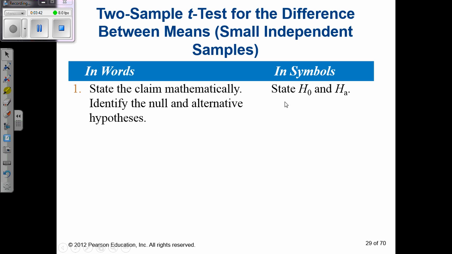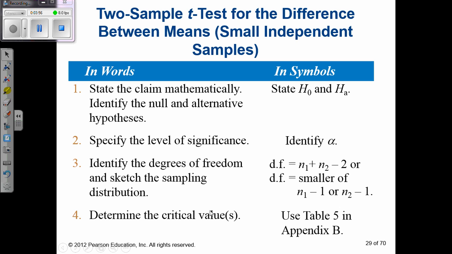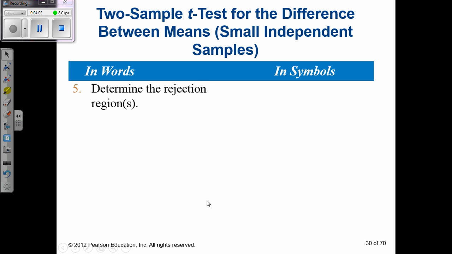Okay, so in words, it's almost the same. We determine the hypotheses, we identify the significance level, and we determine the degrees of freedom by whether the variances are equal to each other or not. Then we find the critical values using the t-table, which is table 5 in your appendix. We determine the rejection regions from the alternative hypothesis and the critical values.